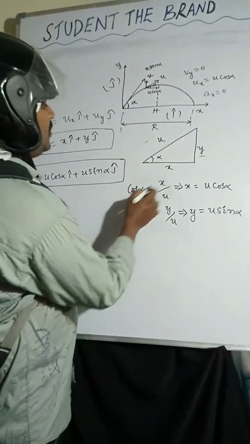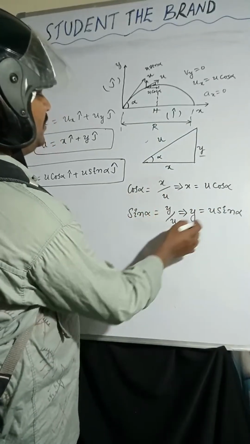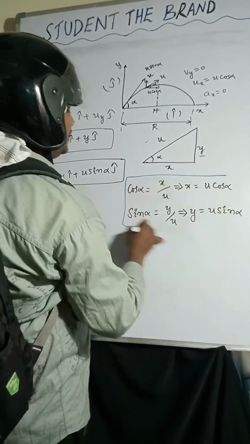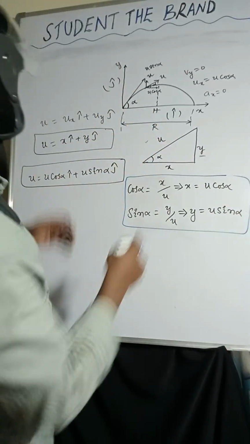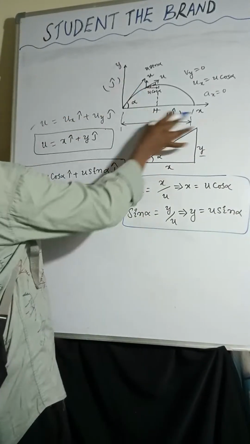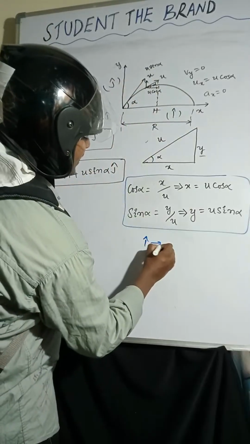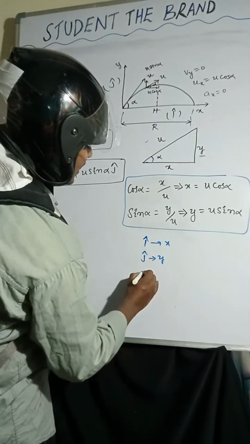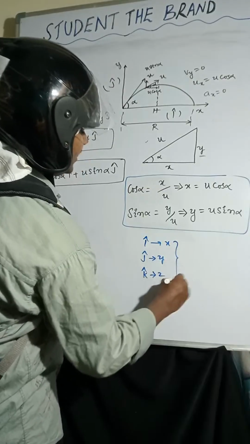So cos alpha equal to x by u, x equal to u cos alpha, sin alpha equal to y by u, y equal to u sin alpha. This is the process of resolving the component along x-axis and y-axis. As I said, i cap is along x-axis, j cap along y-axis, and k cap along z-axis. These are the unit vectors.